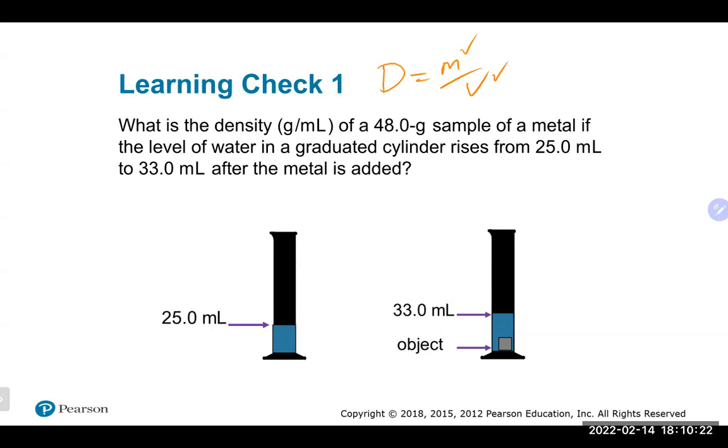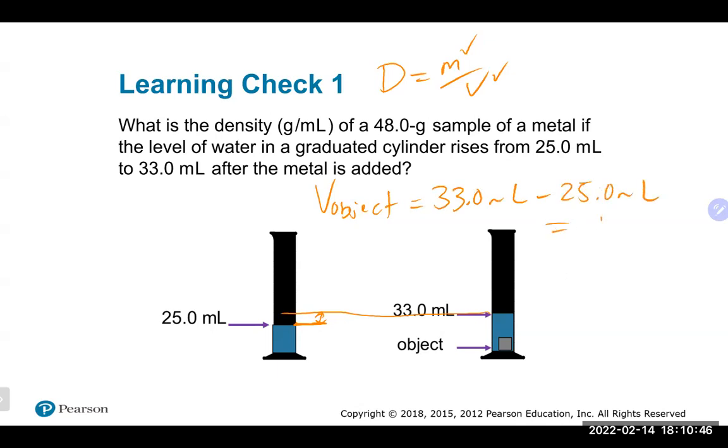This again is a volume by displacement. So initially our level was here. After it went in, it was here. That difference between those two would give us our volume. So the volume of the object in this case would again be our final volume, which is 33 milliliters, minus our initial, which is 25 milliliters.